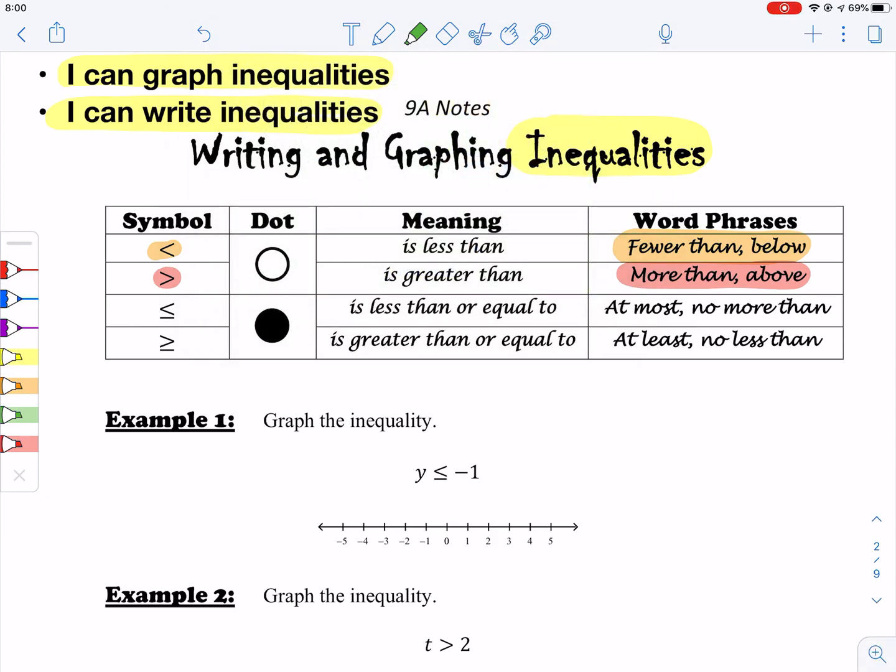Another inequality we see quite a bit is less than or equal to, and that symbol's key phrases are at most or no more than. So if you can spend at most $30, then you can spend less than $30 or equal to $30. You just cannot spend more than that. So less than or equal to would be the symbol you want to use for that.